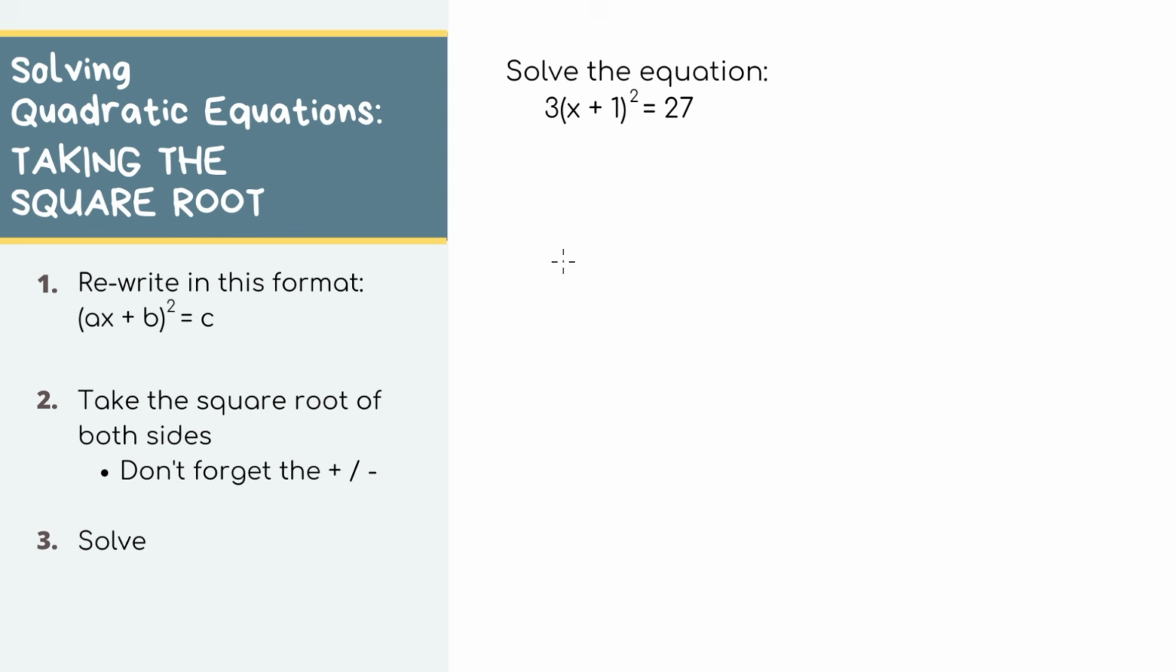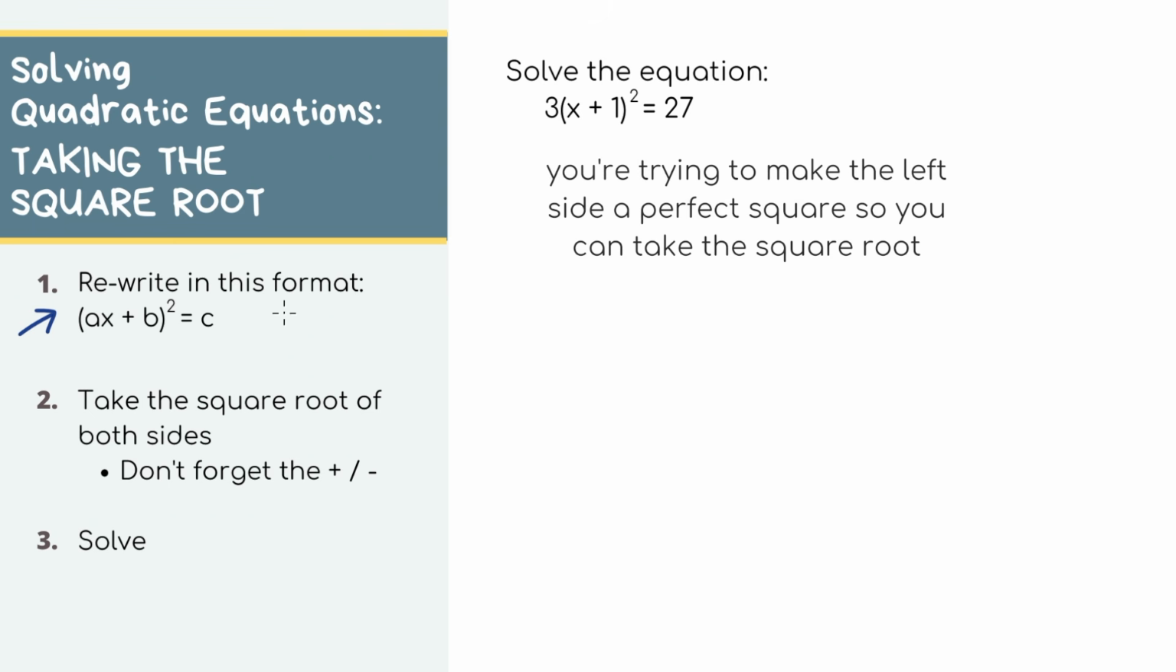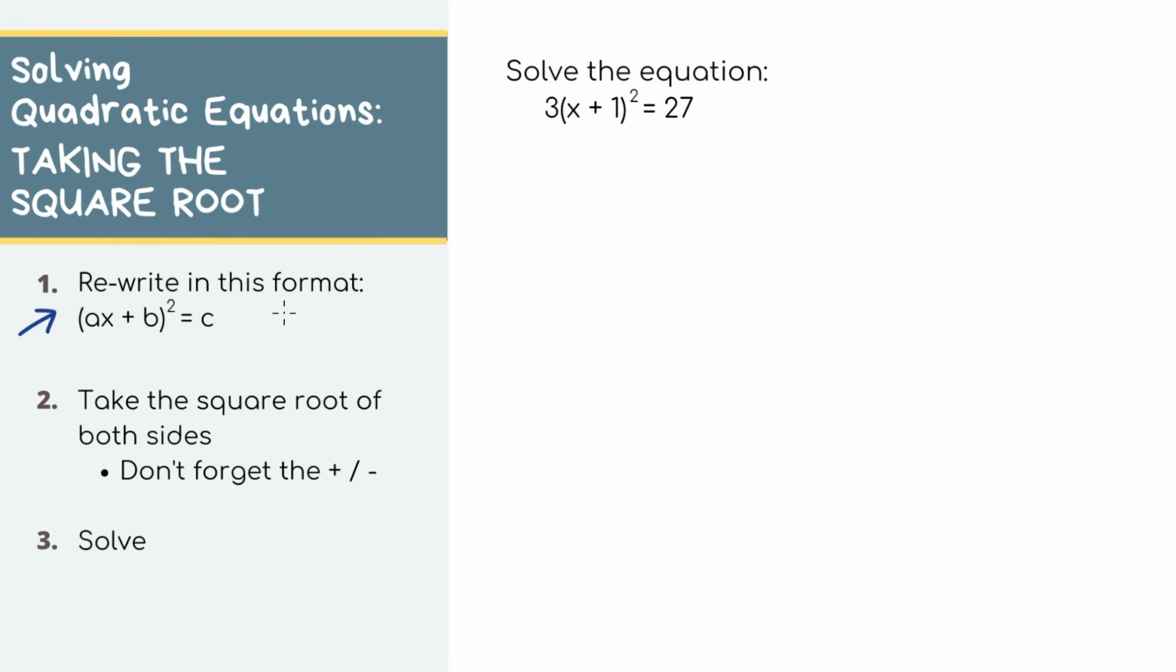Our second method is taking the square root. Let's rewrite it in this format. Don't bother memorizing if it confuses you even more. Just remember that you have to have the x squared on one side and your numbers on the other. Sometimes the simple ones just look like x squared equals some number if b equals 0.